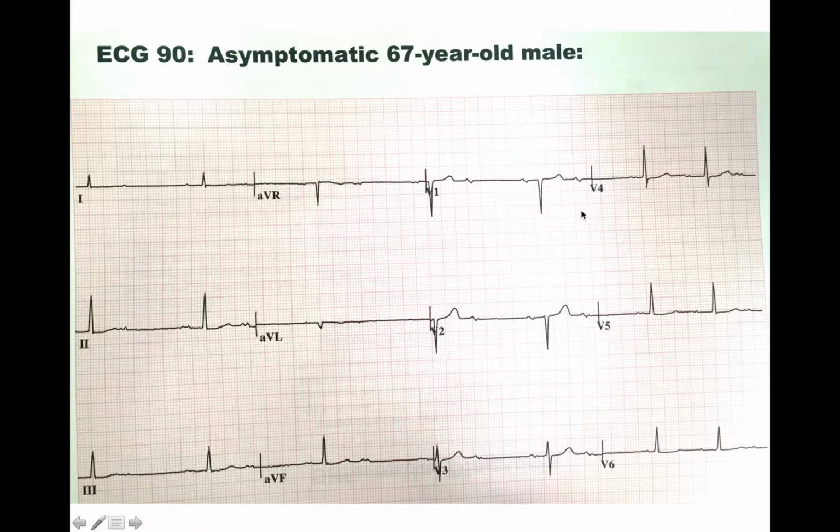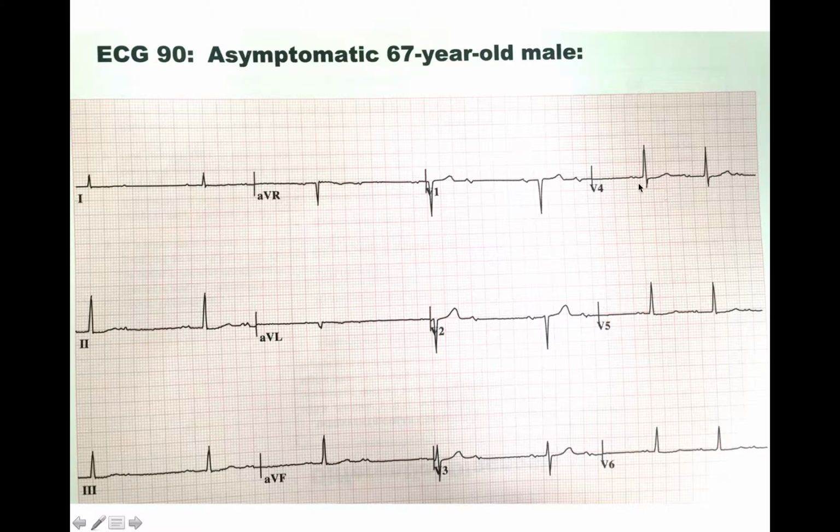However, if you come over here to lead V4, let's start with this one. We see that it's 1, 2, 3 small boxes long, whereas if you come here, it's about 1, 2, 3, 4, 5, 6 small boxes long. So you can definitely see that the PR interval has increased in this half of the EKG.